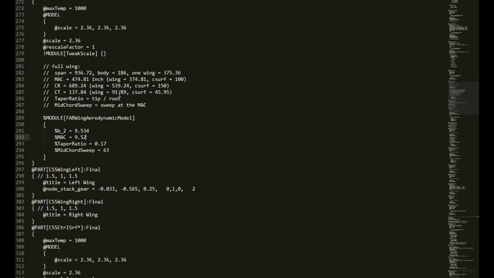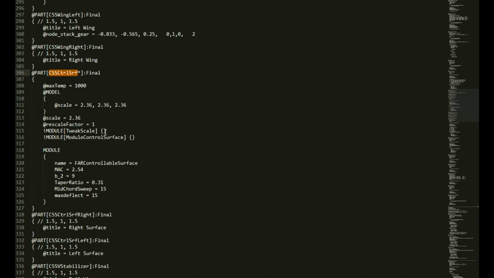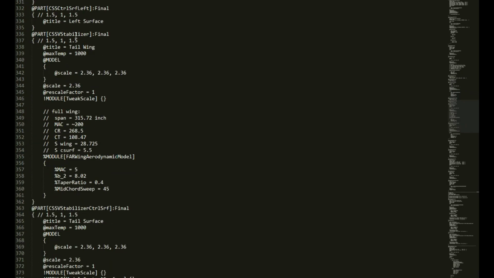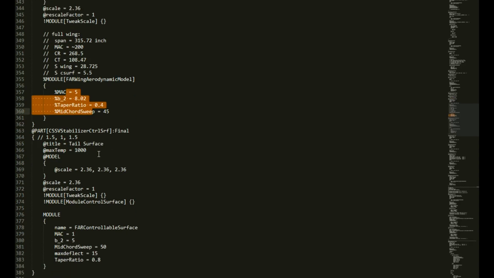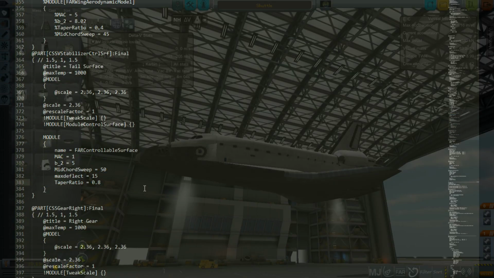Note that these are actually modified a little bit because the wings in FAR are divided into two parts. There's the control surface and the wing itself. So I did a second control surface section where I put its own mean aerodynamic chord, its own span, taper ratio, mid-chord sweep, and they all seem to have this max deflection set to 15. So I did that as well by default, because if it's not supposed to be 15, I don't know what it's supposed to be. I also did it down here for the stabilizer, the tail part. Again, taking numbers out of that image that we had found, I was able to set up those four values. And likewise, the stabilizer's control surface has its own numbers.